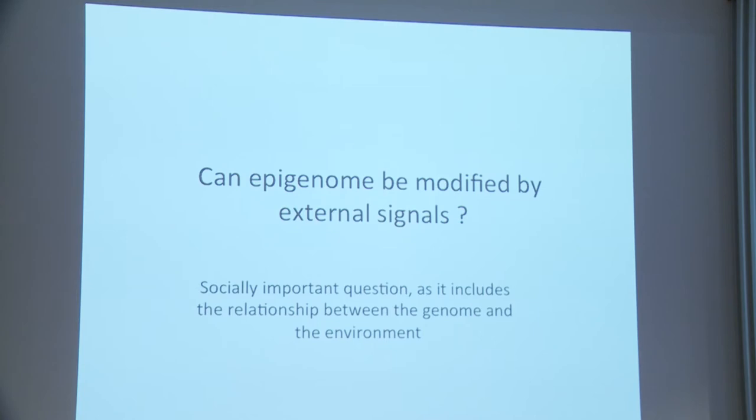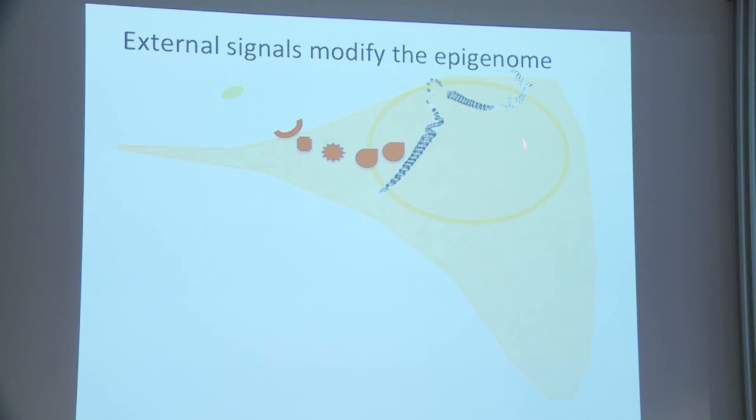Well, we know that external signals can modify the epigenome. Like you have a ligand, for example, which will bind to a receptor, activates a chain of transduction, and eventually will change the chromatin very locally at very specific loci from compacted to open and will activate the gene.